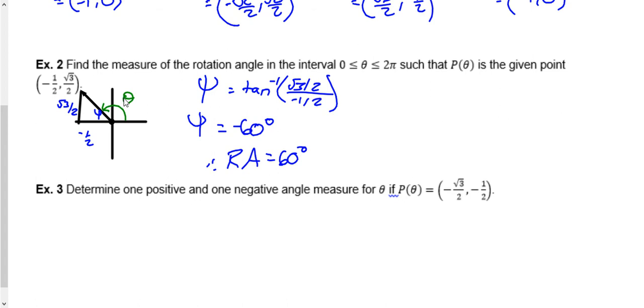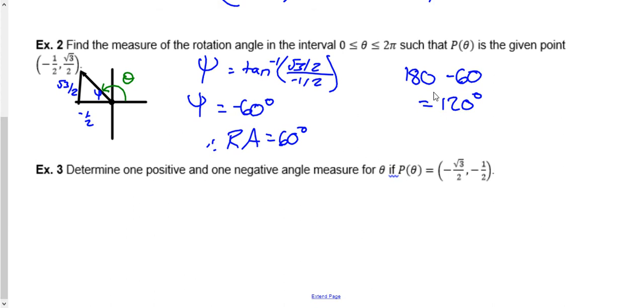So to find our rotation angle, you're just going to go 180 minus 60, and that's going to get you 120 degrees in standard rotation. Let's put a box around that guy there, 120.